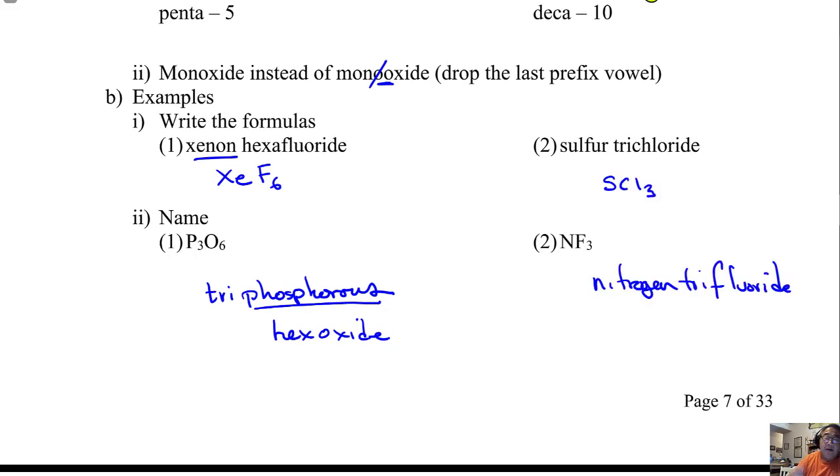And we're back. So there's sulfur, right? S, and then trichloride, so Cl3. And then NF3 is nitrogen, not mono because it's the first element. Okay, so nitrogen trifluoride.